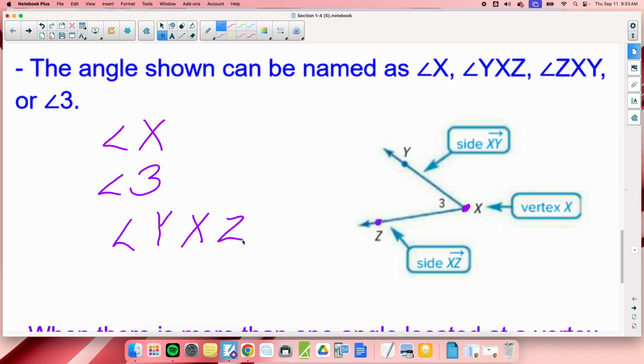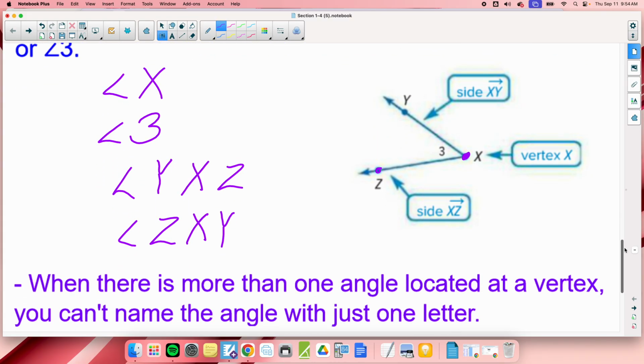Now, another way to name this is you could start on this side and name the angle Z, X, Y. X has to go in the middle. That's super important. So those are 4 different ways to name the same entire angle, okay? Now, unfortunately, we can't always use this to name an angle.